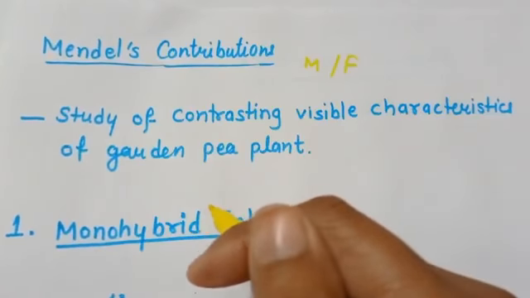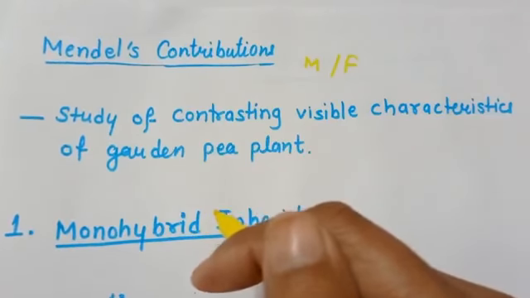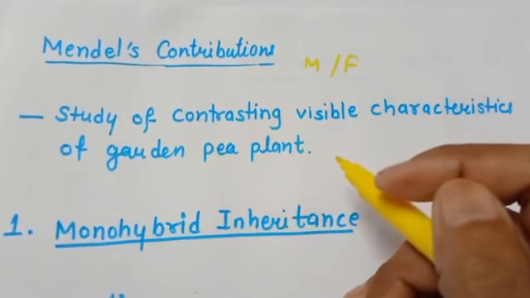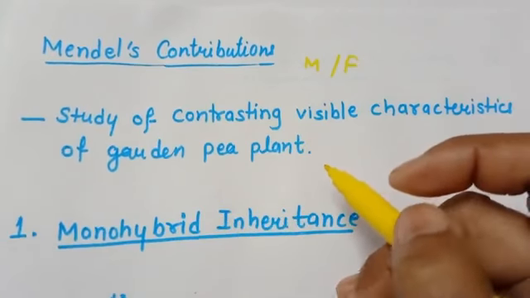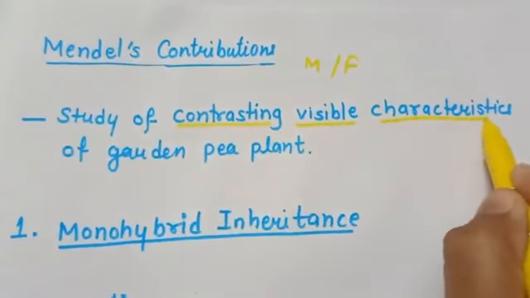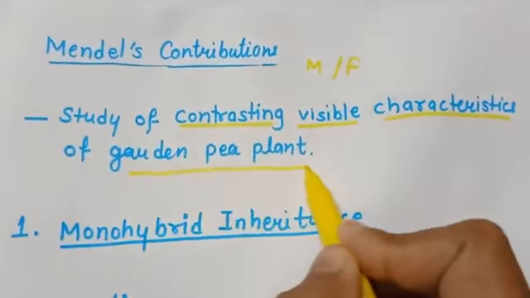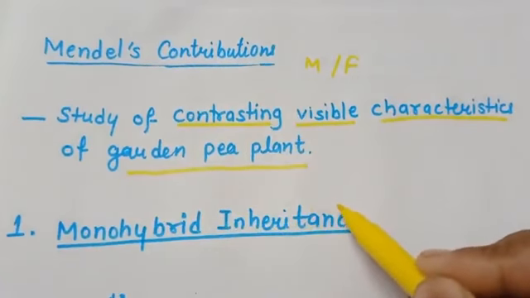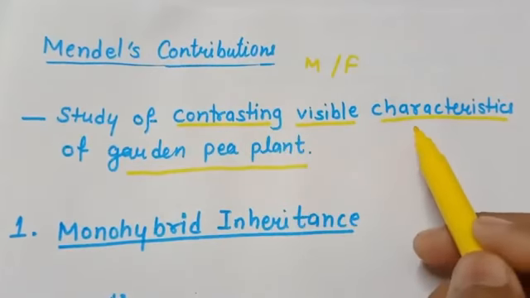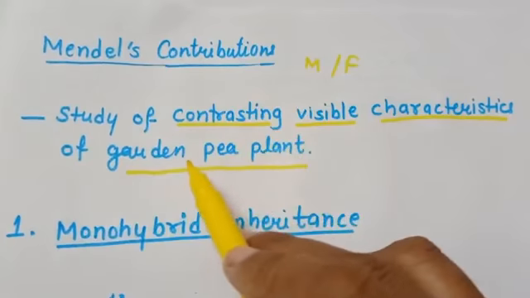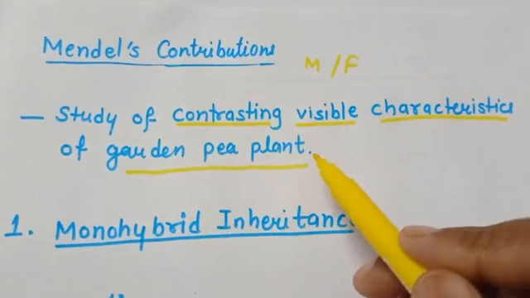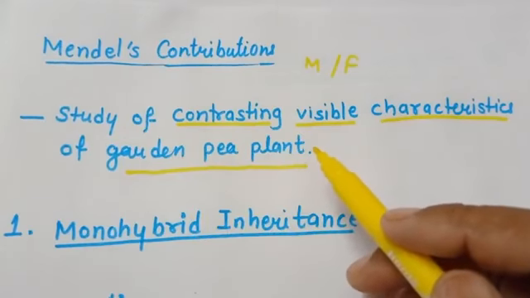If we talk of Gregor Mendel's experiment, he made the first discovery on the principles of heredity by studying the contrasting visible characteristics of the garden pea plant. The garden pea plant had a large number of contrasting visible characteristics, so that is why he chose this plant. Now let us see what experiments were done by Gregor Mendel.